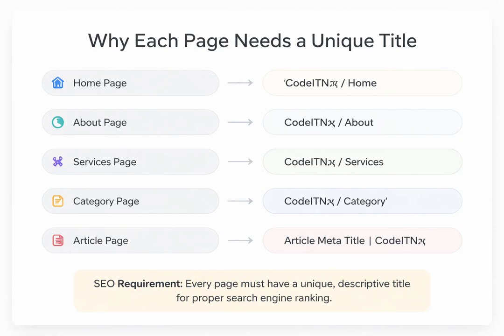This is not just a cosmetic concern, it is a fundamental SEO requirement. Search engines use the page title as one of the primary signals to understand what a page is about. If every page on your site has the same title, search engines cannot distinguish between them, and your rankings will suffer. The instructor mentions that the SEO code has already been written, and now it is time to make sure the titles are dynamic and unique per page. Home gets its own title, About gets its own, Services gets its own, and article pages should ideally show the article's own meta title. Each one must be distinct.